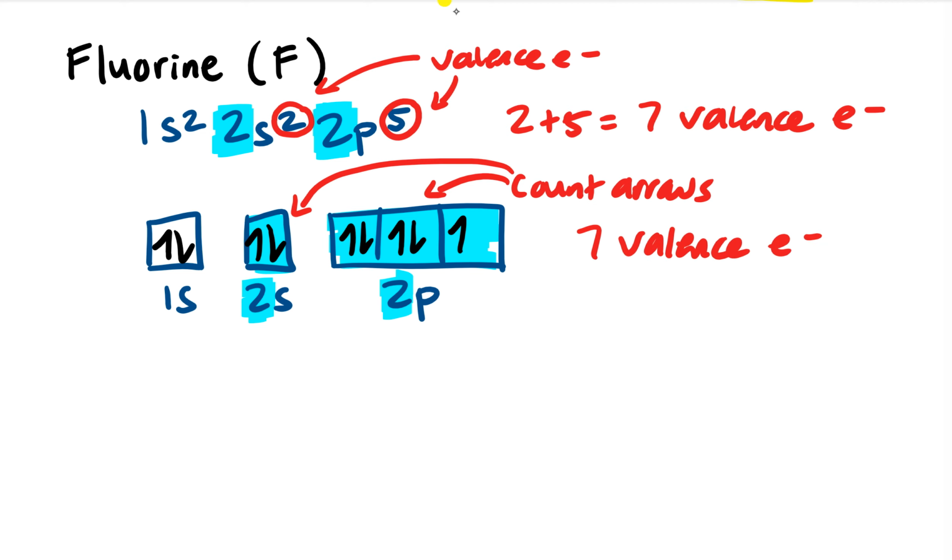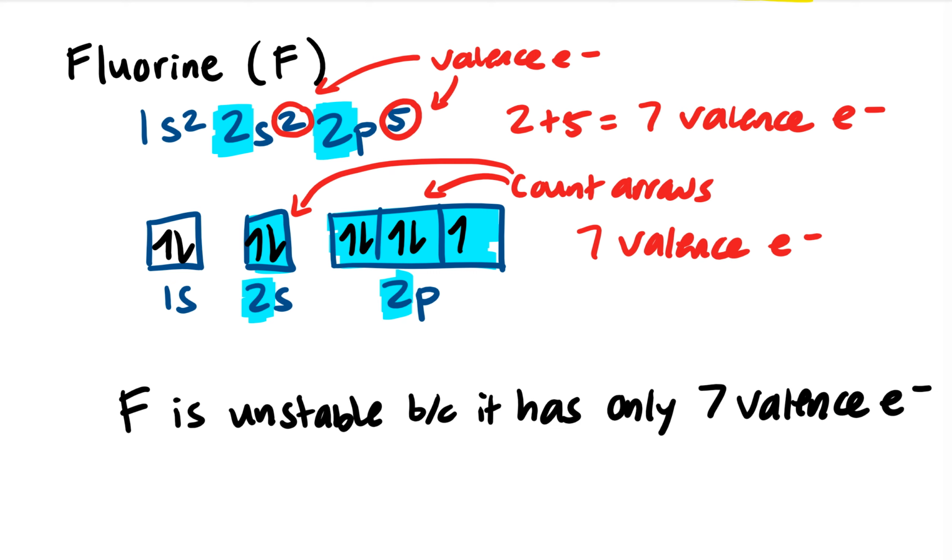So either way works for determining the number of valence electrons. So the question is, is fluorine stable or unstable? Well, the magic number, remember, is 8 valence electrons. And so with 7 valence electrons, fluorine is unstable because it has 7 valence electrons, or you could say because it doesn't have 8 valence electrons. So fluorine, being unstable, is going to react chemically with other atoms, meaning it's going to make bonds.